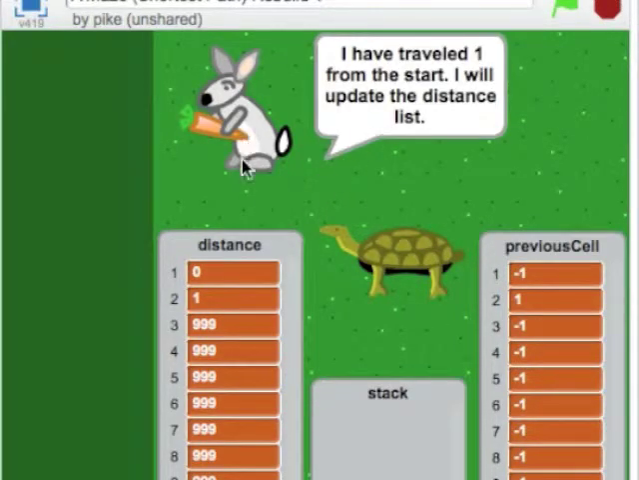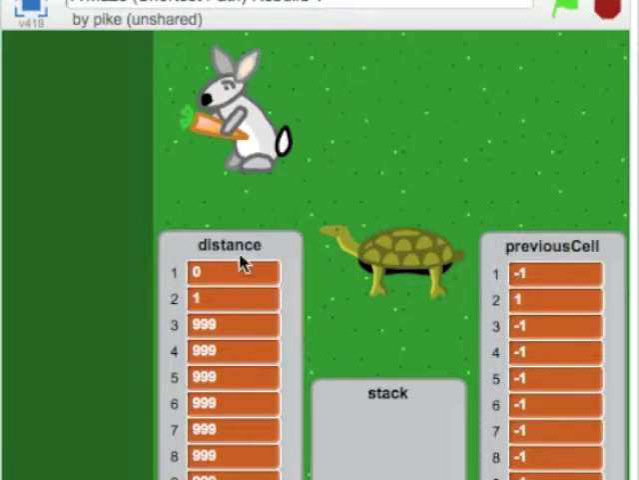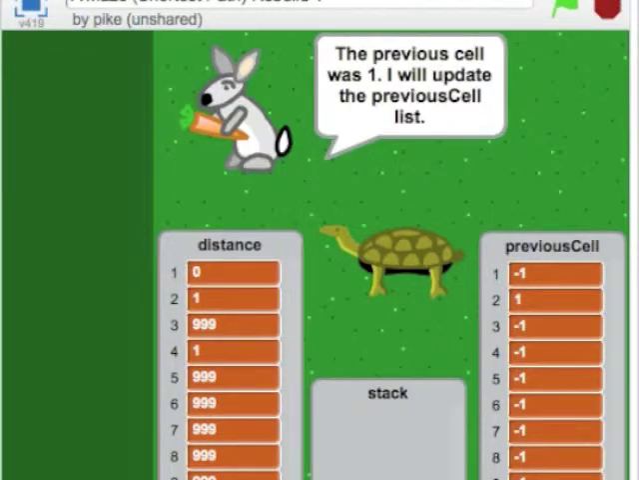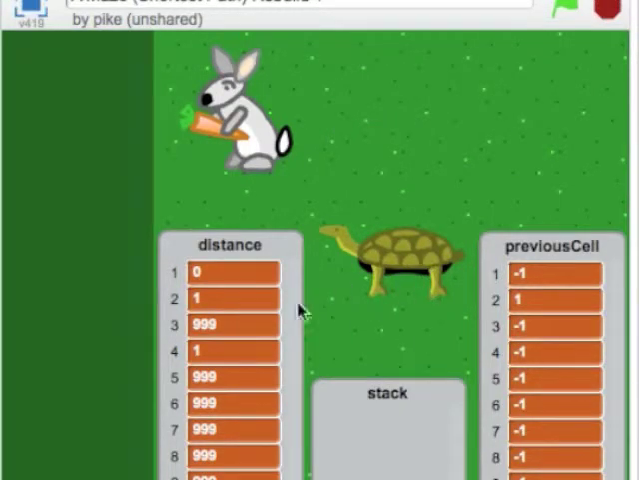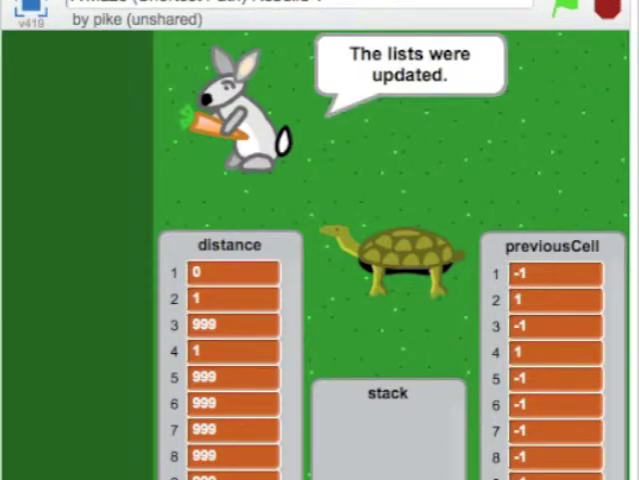I traveled 1 cell to get to 4, so I'm going to update the distance table right here to show that I traveled 1 cell. The cell that I came from to get here was cell 1, so I'm going to update the previous cell table right here to show a 1.